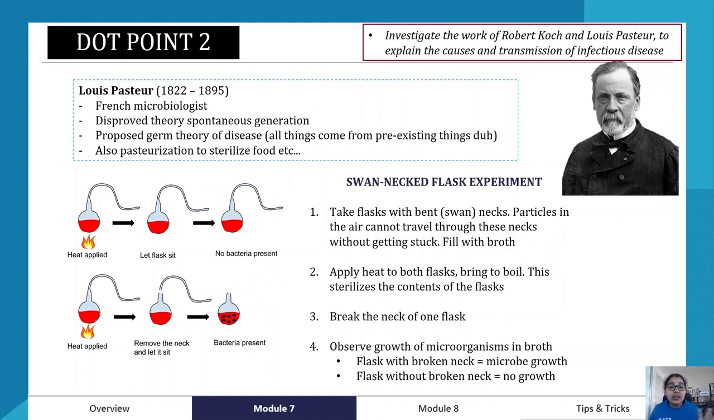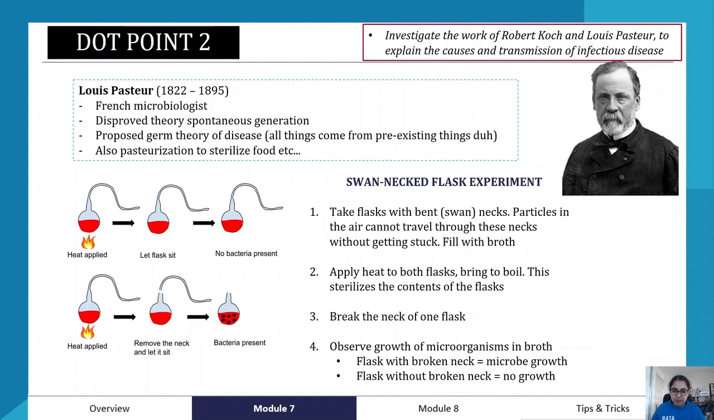Essentially, he conducted an experiment called the swan-necked flask experiment, and within that, we take flasks with bent swan necks. As you can see here, this is what we are referring to as swan necks. Essentially, we heat it up, we let the flask sit, and we do it twice. With the first set, we heat it up, we let the flask sit, and we don't do anything to the swan neck flask. We leave it as it is. In the second one, we heat it up, but after doing so, we remove the neck and just let it sit on its own.